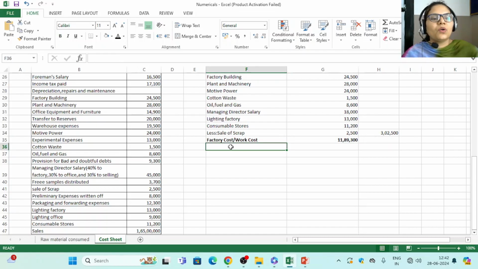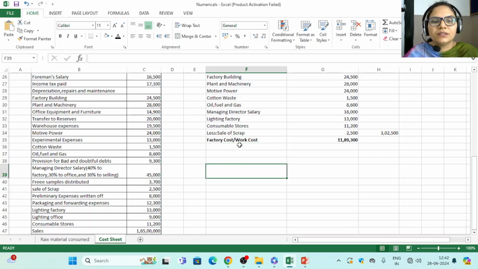Now next is office and administration overheads.